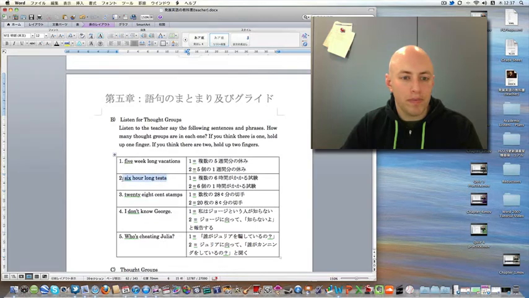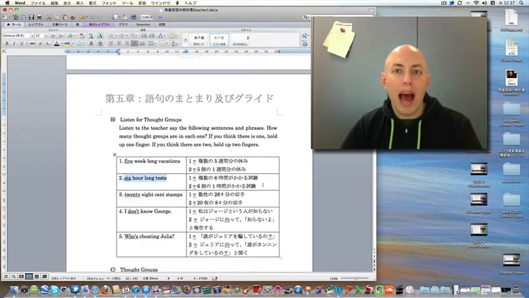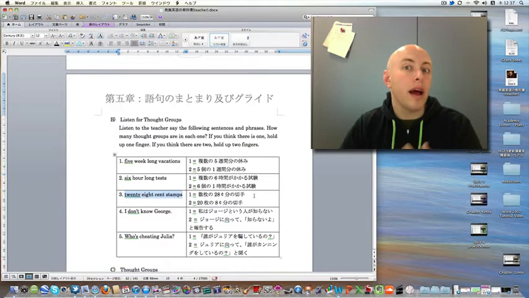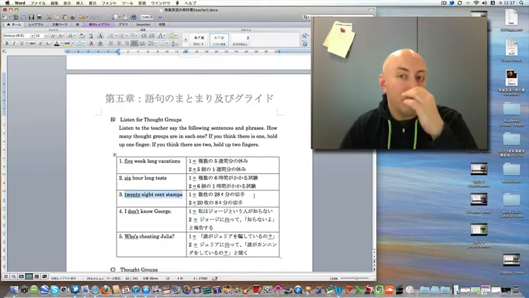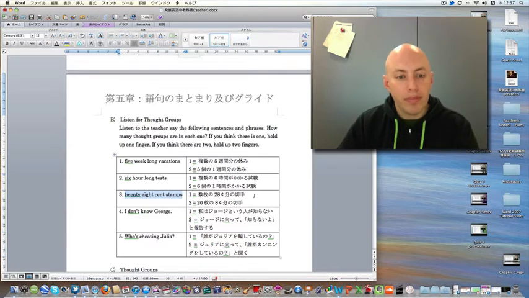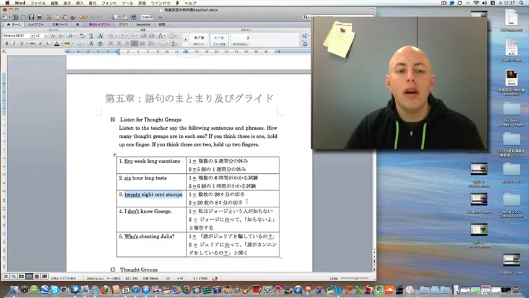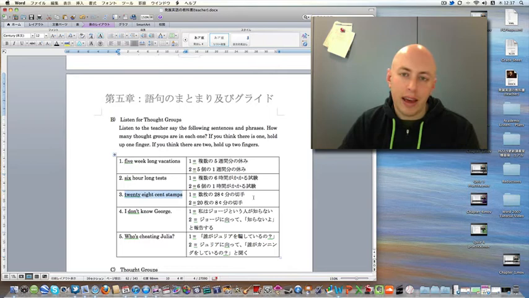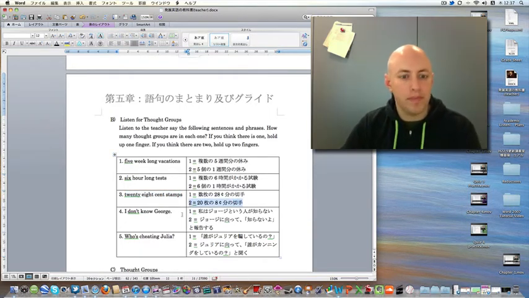Number two, "6-hour-long test." Two thought groups. "6-hour-long test." One thought group. Now next, number three. Again, depending on how many thought groups I say the phrase with, the meaning changes slightly. Ready? "28-cent stamps." One thought group. "28-cent stamps." Two thought groups.